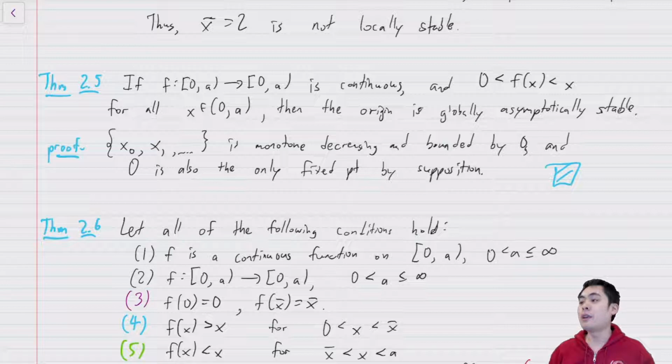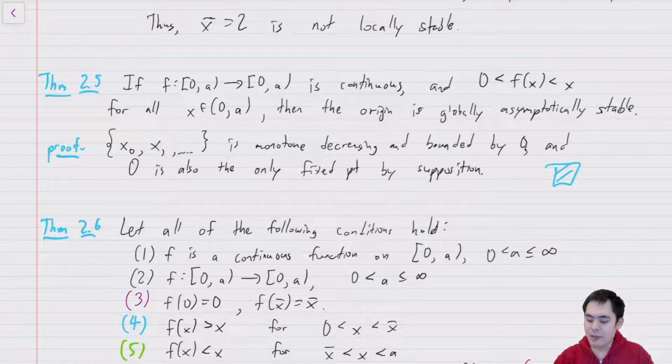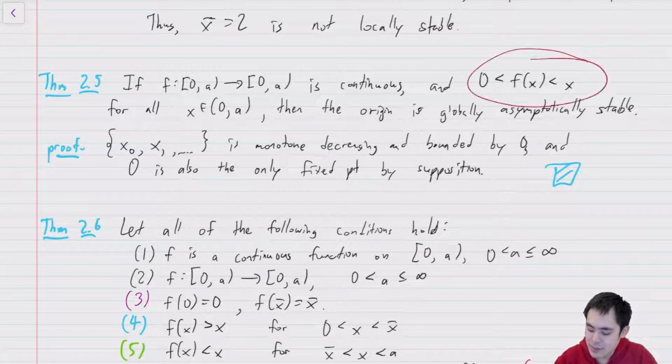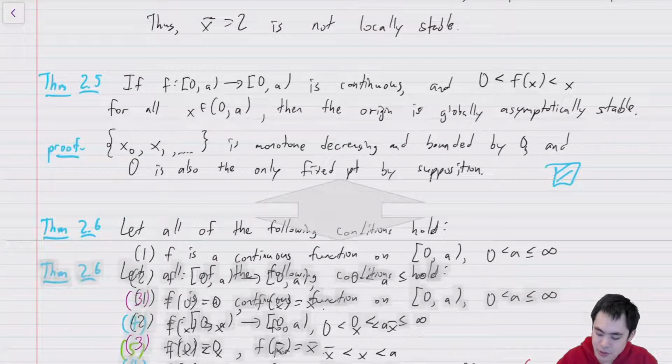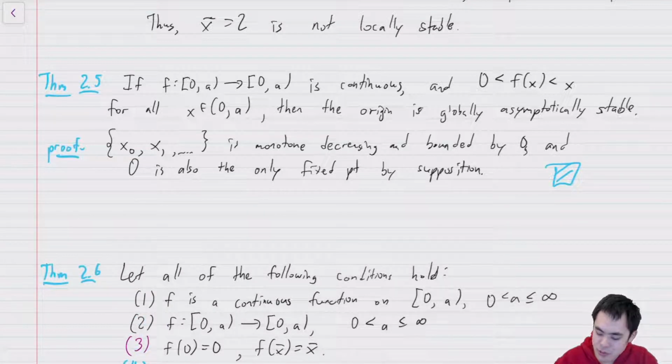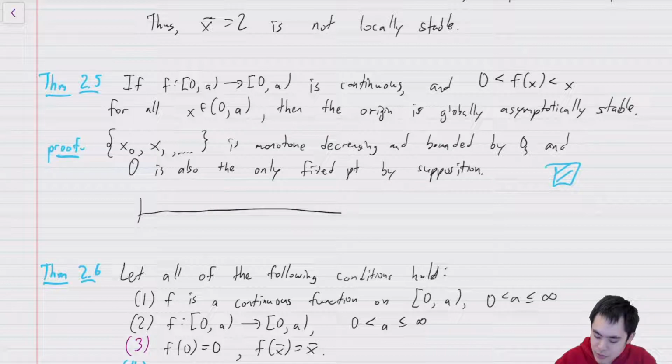Okay, and the very first one is we can prove under pretty restrictive conditions that if f of x is always less than x and greater than 0, then the origin is globally asymptotically stable. And the way you do this is you show that, let me give myself a little bit more space here. So basically what we're saying is that on some real line, you have some f of x, and you have some x bar. Let's call this x bar.